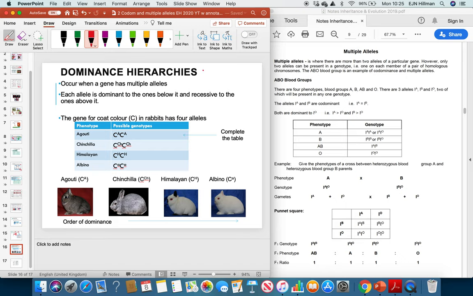Other examples of codominance and multi-allelism. When a gene has multiple alleles, we get these dominance hierarchies. Now we've seen that in the blood groupings. We know that A and B are codominant, and they're both dominant over O. Here we have even more alleles. So in rabbits, each allele is dominant to the ones below and recessive to the ones above. So the allele for the agouti phenotype is the most dominant. Then the allele for the chinchilla phenotype, and then the Himalayan phenotype, and finally the albino phenotype is the most recessive. So we get this hierarchy, an order of dominance from the agouti down to the albino.